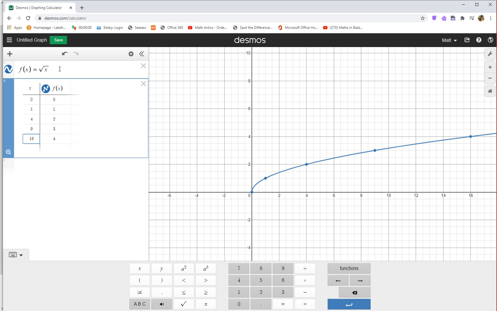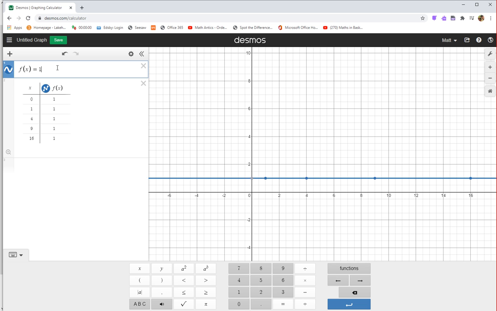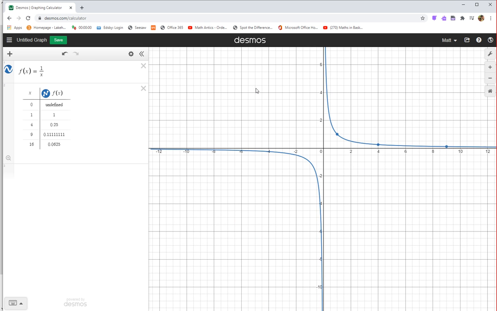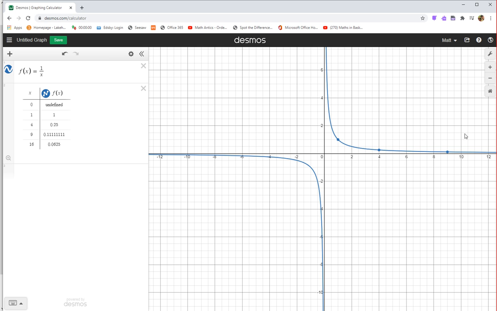We also had our reciprocal function, so that is 1 over x. It's the one that looks kind of like this. It's got these two sloping things in quadrant 1 and in quadrant 3.